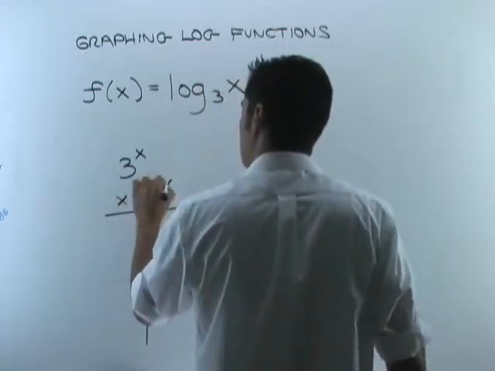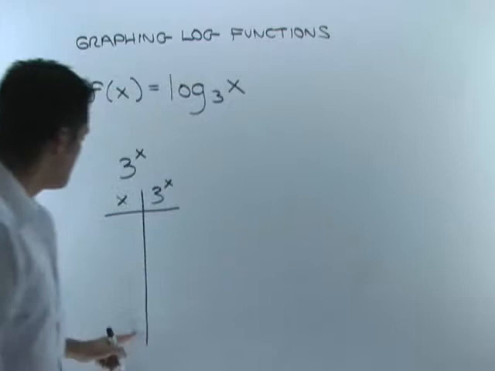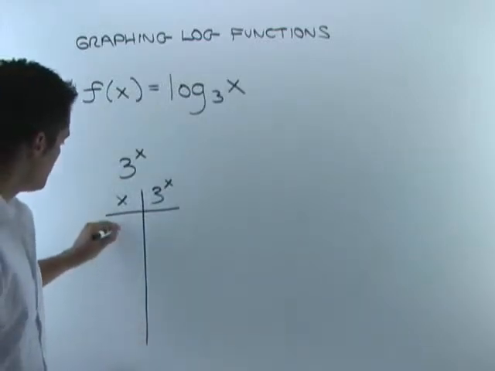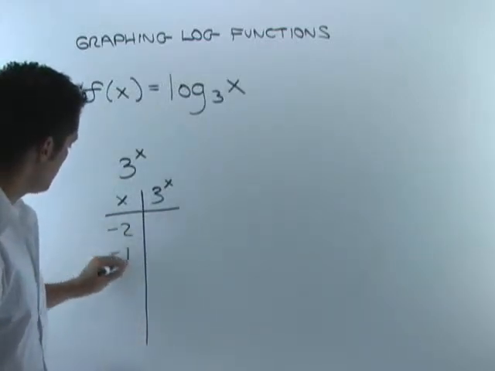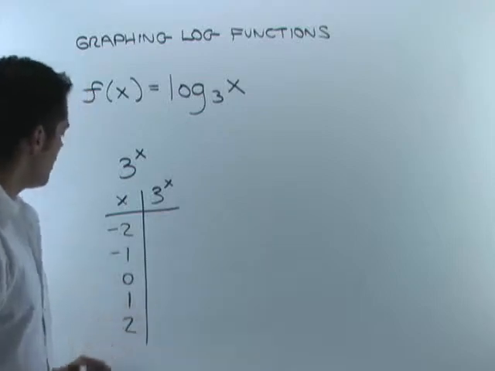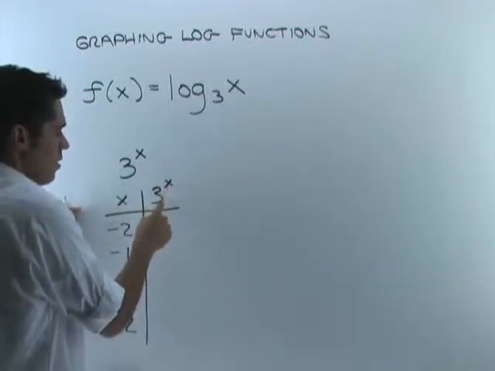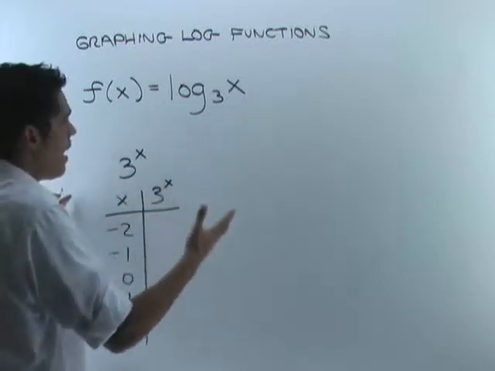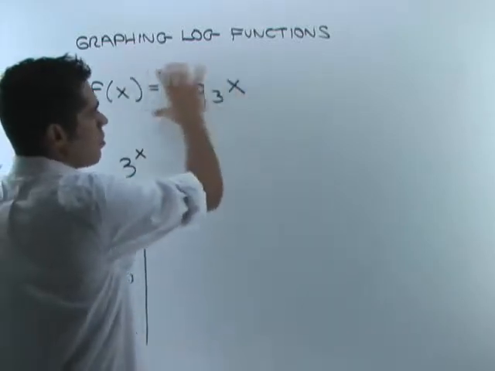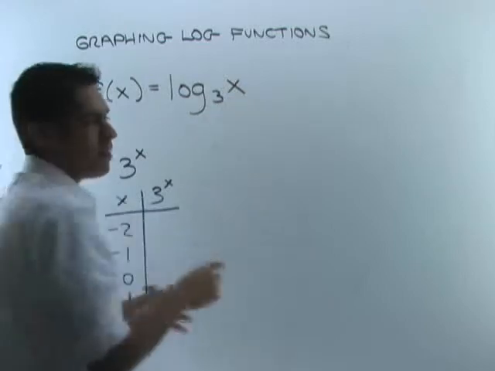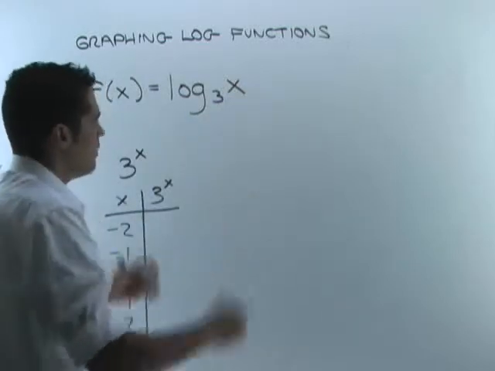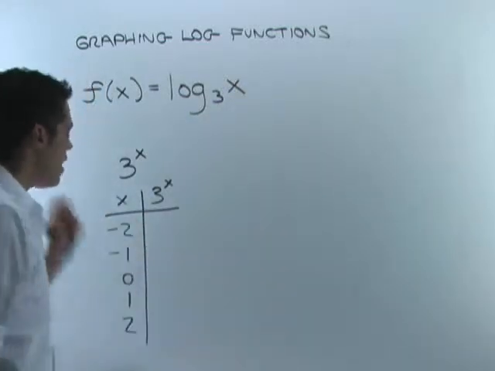Here's x, here's 3 to the x. And I'm going to just plug in some points for x. So I'll plug in my standard points, -2, -1, 0, 1, and 2. Now the reason I'm doing this is because it's very easy for us to just plug in an x, raise 3 to that power, and figure it out. We know that if we were to have tried to create a t-table out of the log function, we would have to be sitting there with our calculator the whole time trying to figure out what the points are. That could take some time.